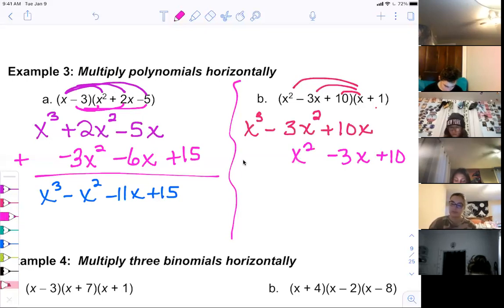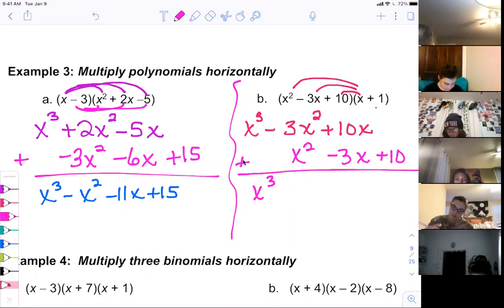So distributing the x to everything and then distributing the 1. And when you distribute a 1, we know it stays the same. Again, I lined mine up vertically, so I'm just going to add vertically. And when you add, bring down the x cubed. We have a -3x squared and a 1x squared, so that makes -2. 10x minus 3x is 7x, and then 10.